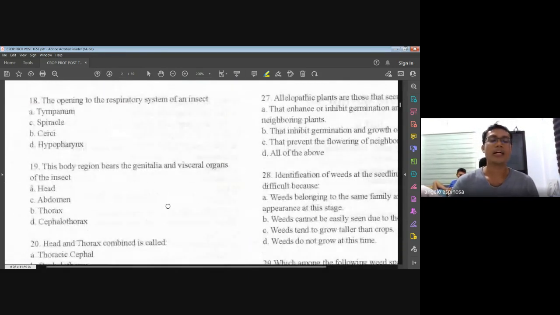Next, number 18, the opening to the respiratory system of an insect is called. Saan daw humihinga yung insekto? The correct answer is letter C, that is spiracle. Kasi yung butas-butas na makikita ninyo sa abdomen ng insect, ang tawag po doon ay spiracle, where the respiration happens. Okay? And then number 19, this body region bears the genitalia and visceral organs of the insect.